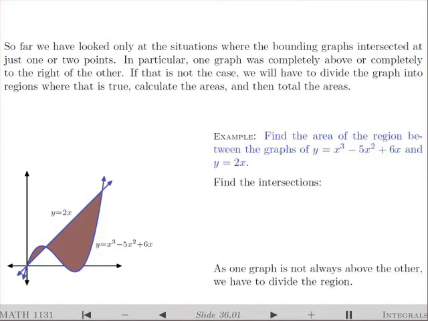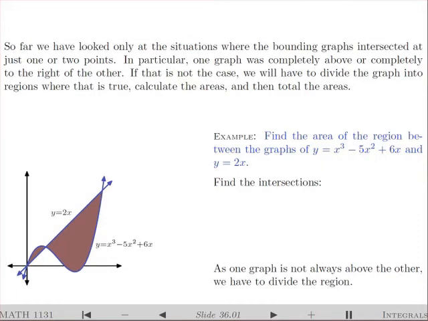In this case, we will just divide the region into portions, where in each portion we have one graph completely above the other, so that the difference between the two functions has the same sign. So in this case, if the original functions are nice enough functions, we can do the antiderivative. We don't have to worry about absolute value messing up the antiderivative.